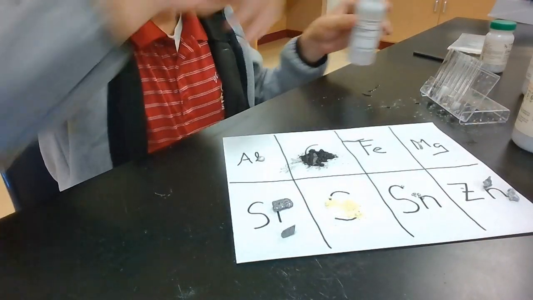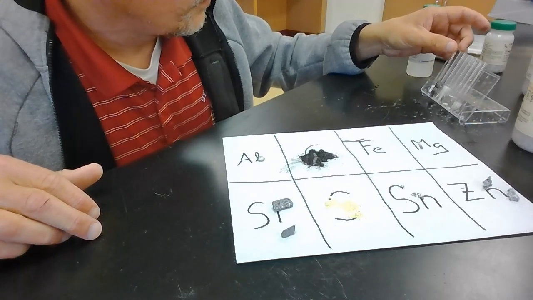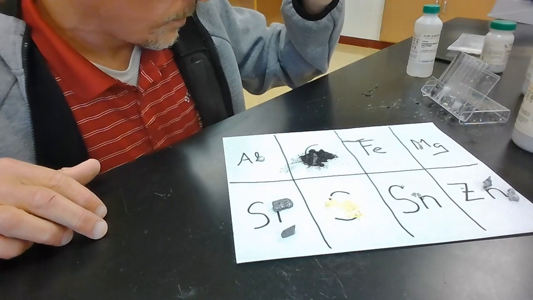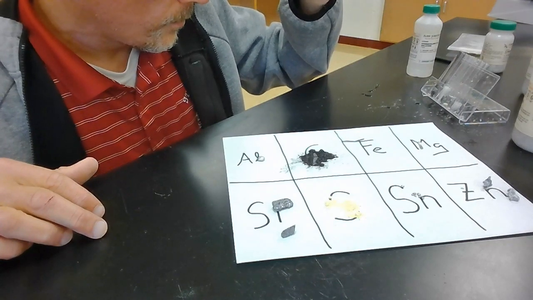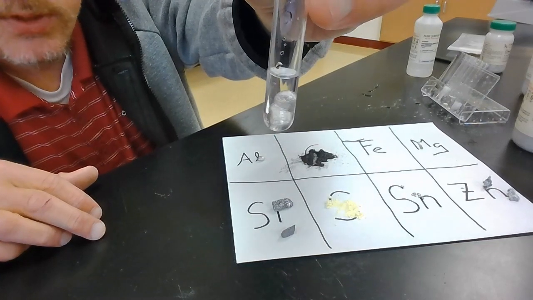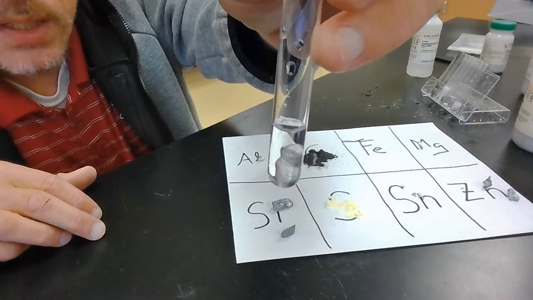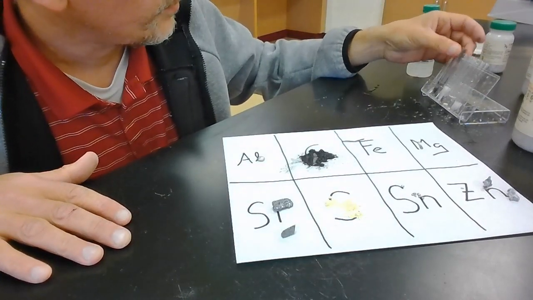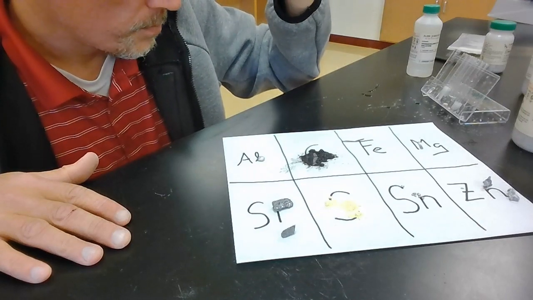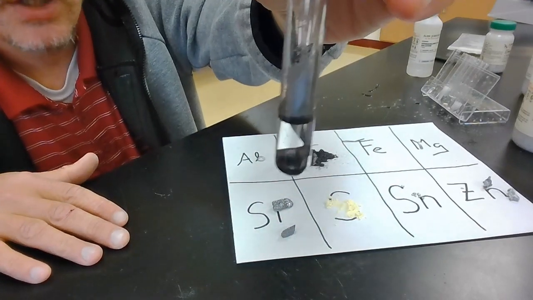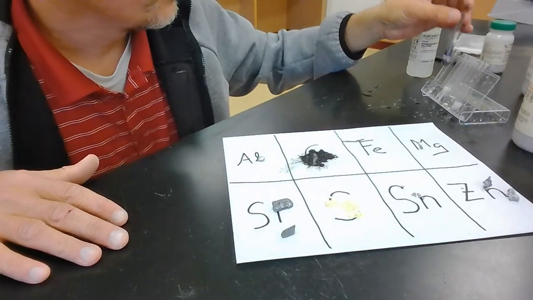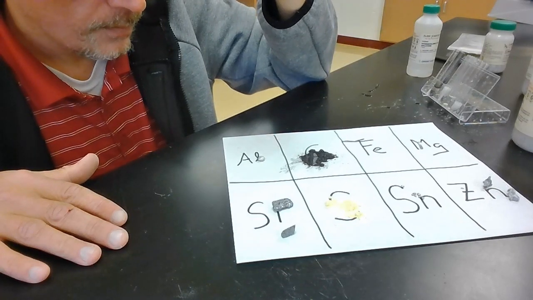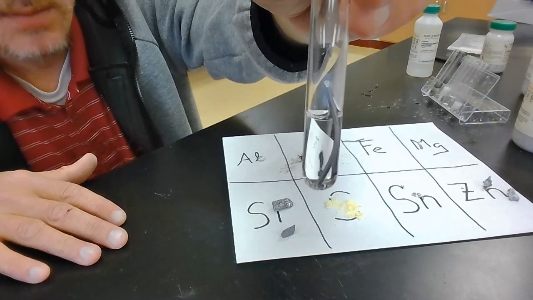So let's see if we have anything else going on. I'm not really seeing a whole lot on the aluminum. There might be some little bubbles in there. So I'm going to say there's a reaction going on, but it's not a very strong reaction. With the carbon, I don't really see anything happening. I'm going to say there's no reaction there. The iron, I don't see any reaction happening with the iron.